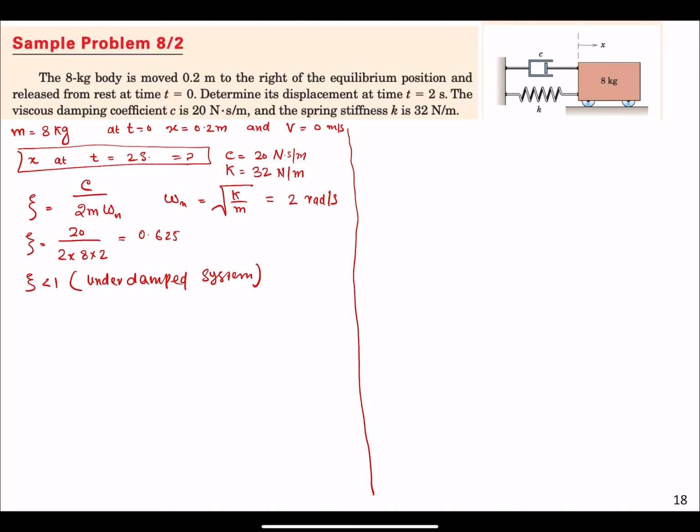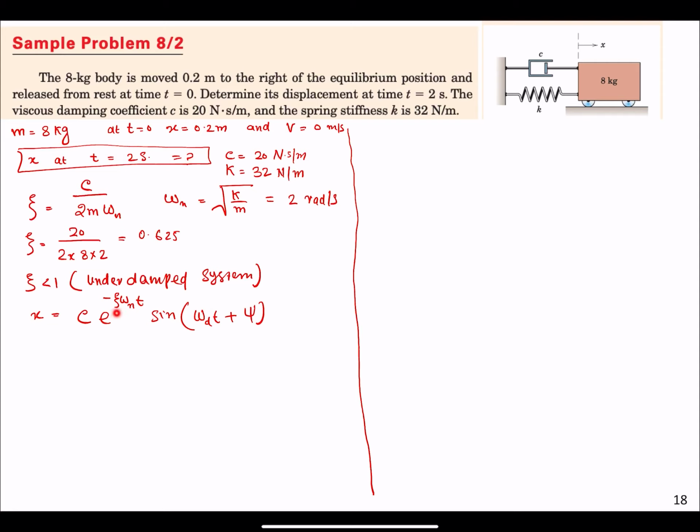Okay, now for an under damped system, we know that the solution of the system is x equal to C e power minus zeta omega n t, sine of omega d t plus psi. This is the solution for a dynamic system when we have an under damped system. We can use this equation to calculate x, which is unknown, and we want to find it out for t equal to 2 second.